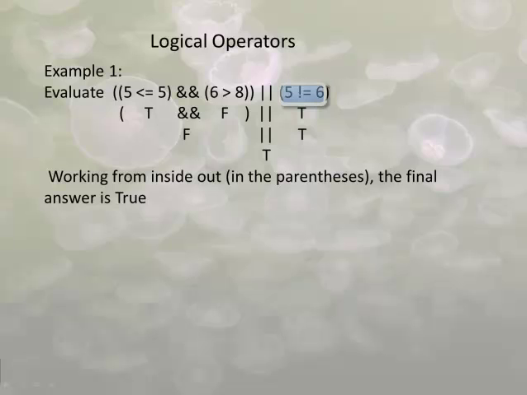5 not equal to 6. Well, 5 is not equal to 6, so that's true. And so this just comes down. False or true evaluates to true.